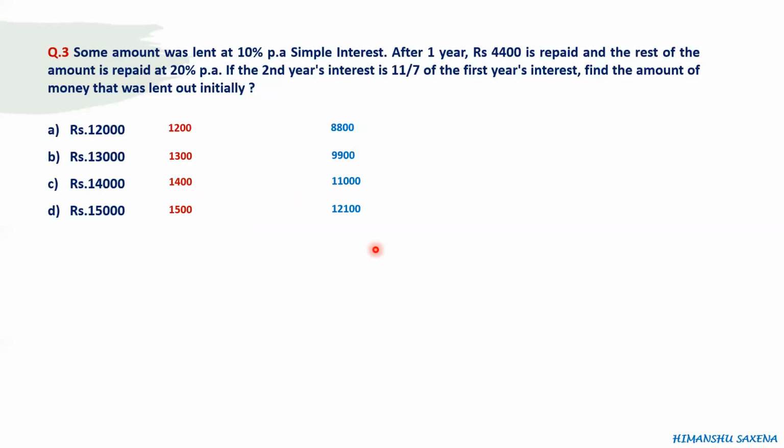Now, it is given that the rest of the amount is repaid at 20% per annum, which means 20% interest has to be paid on this amount. So if you have to calculate 20% of this, you just divide this number by 5. And when you divide this by 5, you get 1,760 rupees, right? Now you can divide these numbers also by 5, and you can get the numbers here.